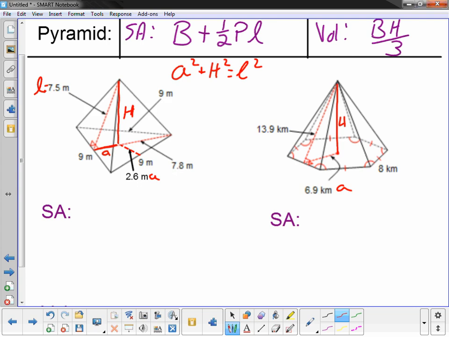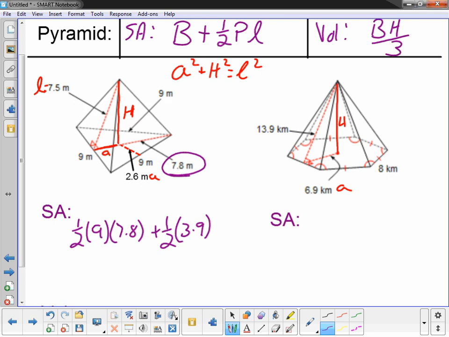Okay, so now let's find the surface area. Surface area is the area of the base plus half the perimeter times the slant height. I have an equilateral triangle, so I can use the fact that they gave me the height of the triangle. So the area of the base is 1/2 times the base, which is 9, times the height, and I'm going to use their 7.8 because it's there, plus 1/2 the perimeter, which is 3 times 9, because it's an equilateral triangle, times the slant height of 7.5.